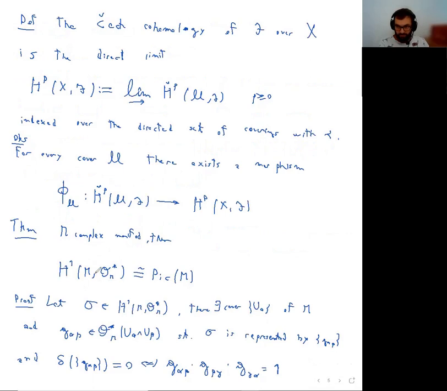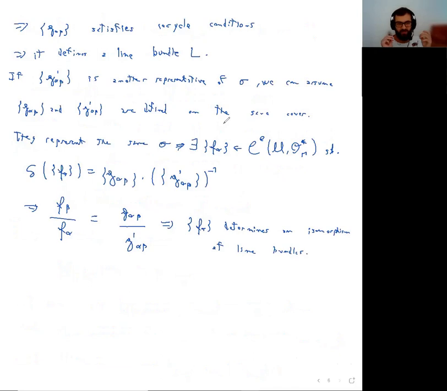You take an element here. Since this is a direct limit, it has a, let's call it a local representative. And this local representative is a 2 cochain, therefore it satisfies the cocycle condition. So every time you have functions which satisfy the cocycle condition, this gives you a bundle. And we take that bundle as our image in the Picard group. Okay, so this is one direction.